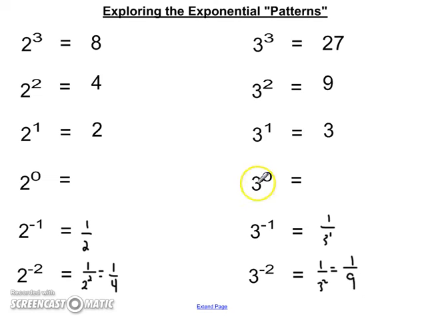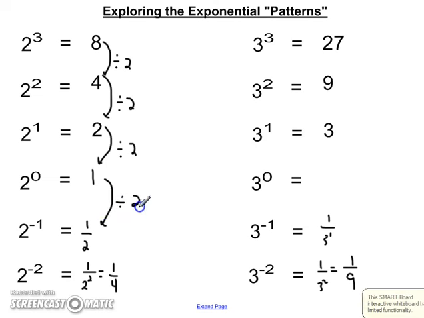So now we get to 3 to the 0 and 2 to the 0. And this is where I want to explore patterns. Okay? If I work from the top down, 8 down to 4. Well, what do I do to 8 to make 4? Well, I divide by 2. Okay? 4 to make 2? Divide by 2. So if I'm going to continue the pattern, 2 divided by 2 is 1. So 2 to the 0 power has to be 1. And if I continue here, 1 divided by 2 is a half. 1/2 divided by 2 is 1/4. And so you'll notice that pattern there, if I use that pattern, 2 to the 0 ends up being 1.